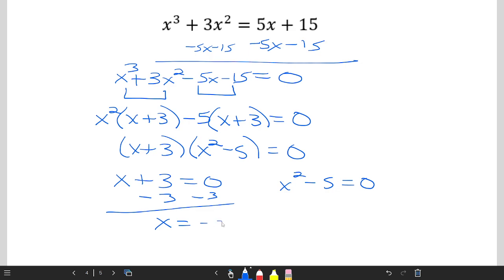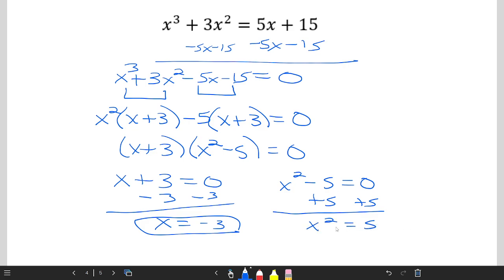All right, over here we're going to get x equals negative 3. And here, if we add 5, we have x squared equals 5. And then we can solve with the square root property there. We want to make sure that we remember there's 2 solutions. There's 2 real numbers we can square to get positive 5. There's the square root of 5 and negative square root of 5. So here we get 3 solutions for our degree 3 polynomial equation. We have negative 3, square root of 5, and negative square root of 5.